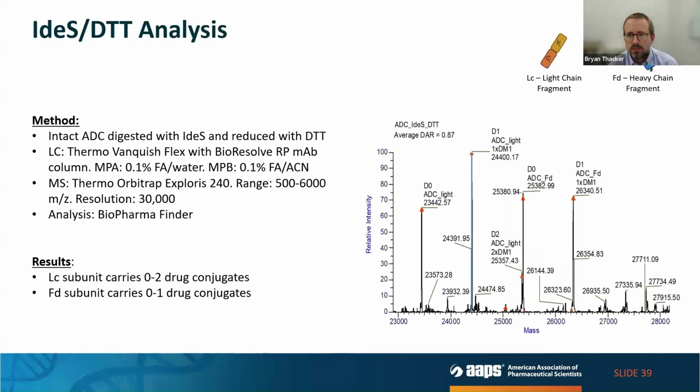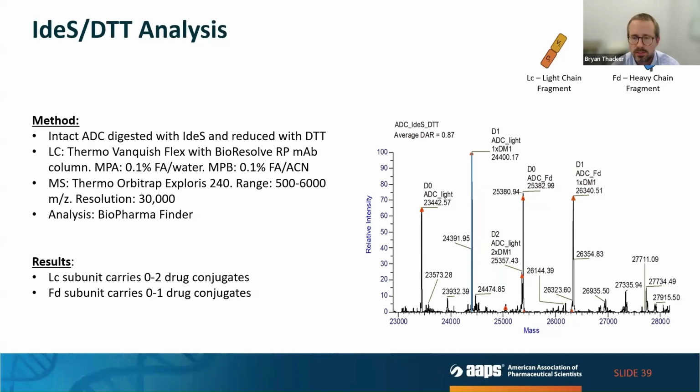This slide just gives a flavor of what the data might look like if we were to combine the IdeS digest with the DTT reduction. In this instance, this treatment releases the subunits completely from each other, so we can look at them all independently. It's the same method here with the reverse phase column, and we've set the mass range of the mass spectrometer lower because we're looking at smaller subunits.